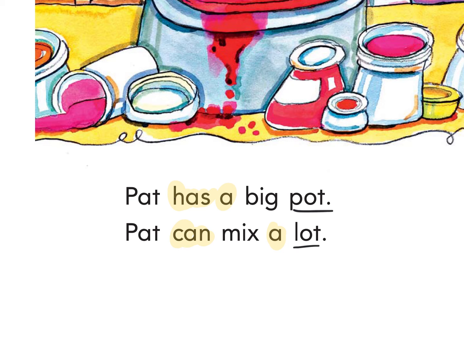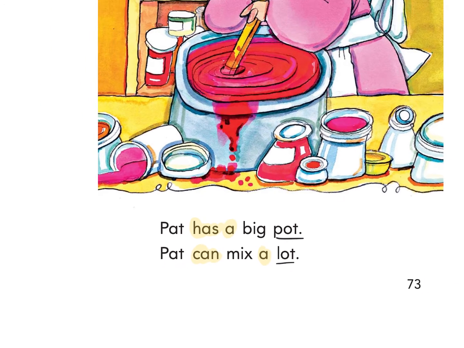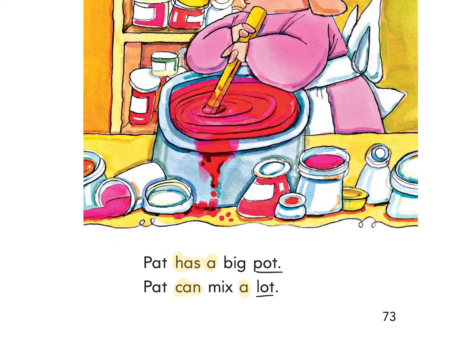Wait a minute. I'm making a connection right now. Reading that where it says Pat can mix a lot, that reminds me of another story we've been reading where somebody mixes a lot. Yes, Curious George at school. Remember, he mix a bit, mix a lot. That reminded me of another book I've read. So that's a text-to-text connection. Text means book. That's a book-to-book connection.